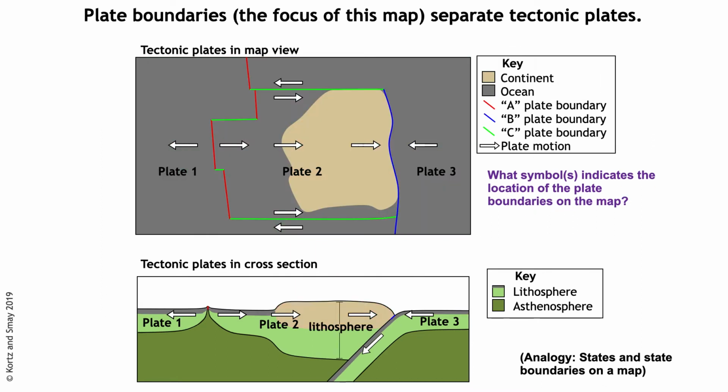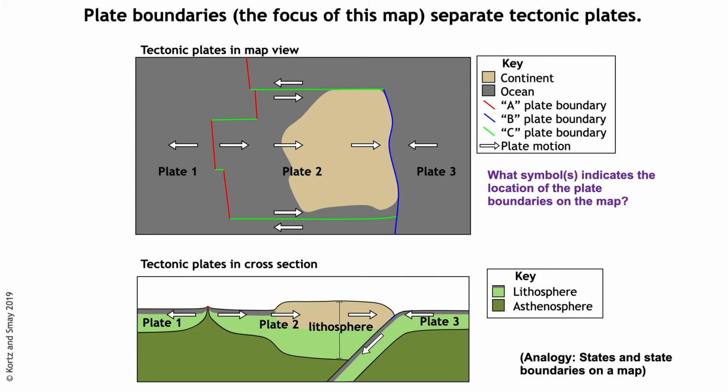So this is technically the same map as before, but instead of focusing on the plates, we're actually focusing on the plate boundaries here. So take a look again. What symbol or symbols on this particular map indicates the location of the plate boundaries? Pause for a second while you think about it, and then come back and we'll go over it.